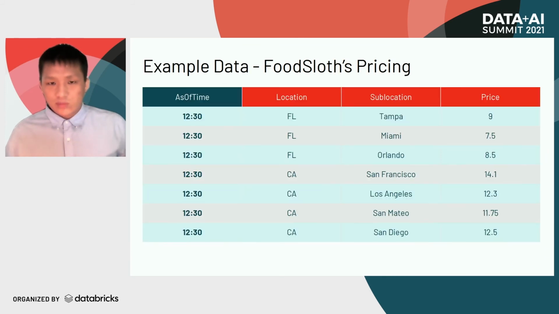So here is an example of what that data will look like. First, we take note of the location column. We have 3 Florida locations and 4 California locations. In general, the Florida prices will be lower. And so we want to apply a different validation on the Florida set of data and the California set of data. So the plan is to partition based on location and apply a different validation for each of those locations.